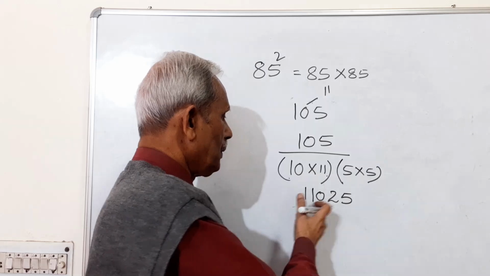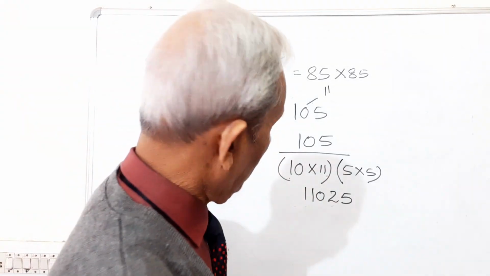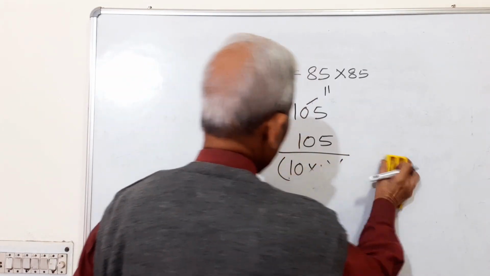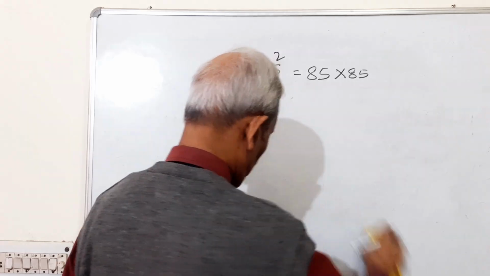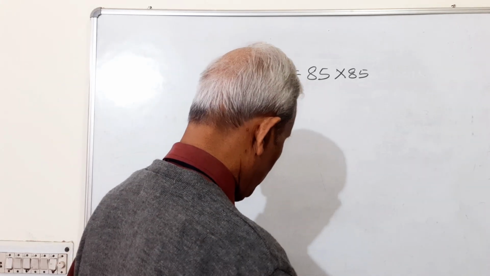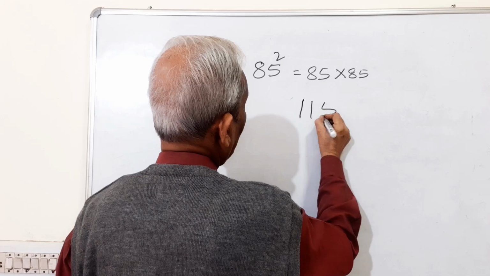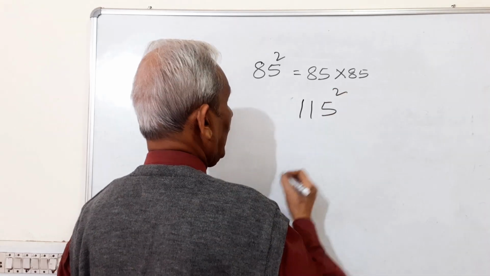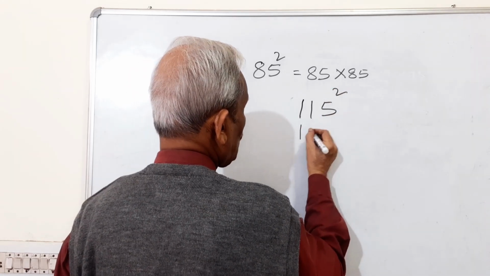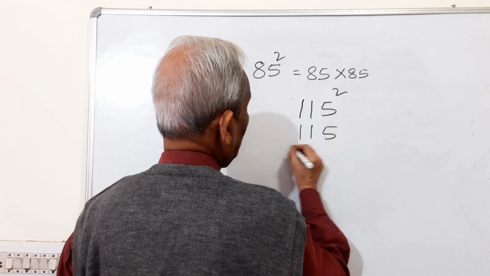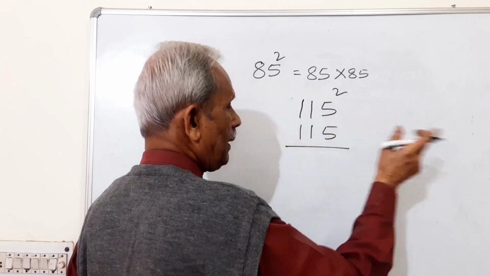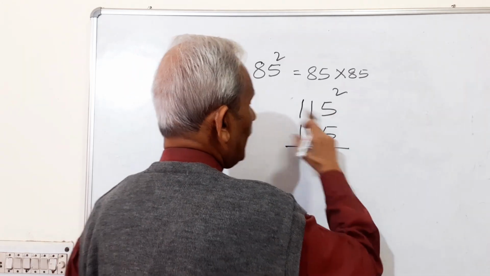105 into 105 is equal to 11025. Let us see the next example. It's quite simple and very good. Let us take the number 115 square. Here again, if you write 115 square, 5 plus 5 is 10 and 11 is same, right?